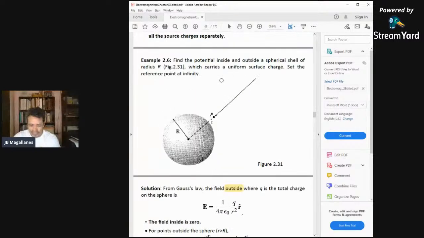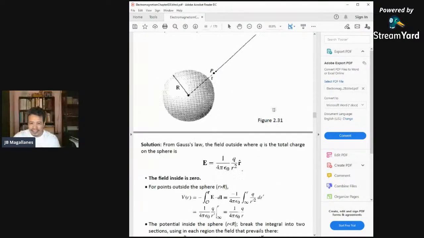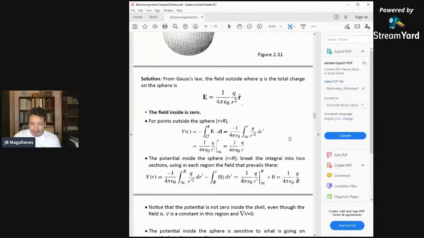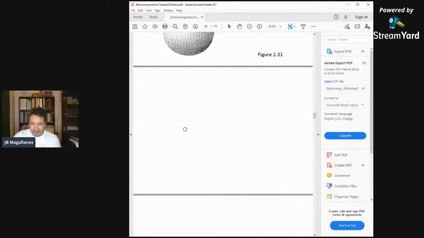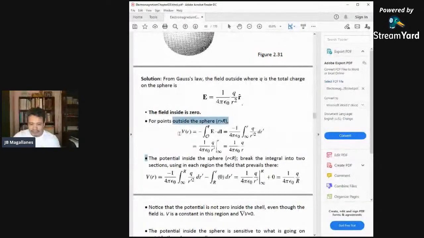We're going to calculate the potential outside first. For the points outside the sphere, this is the formula for the potential. You can take 1/4 pi epsilon sub zero out of the integral because that's just a constant. So you're left with Q. Q is also a constant, so you can take that out of the integral as well.